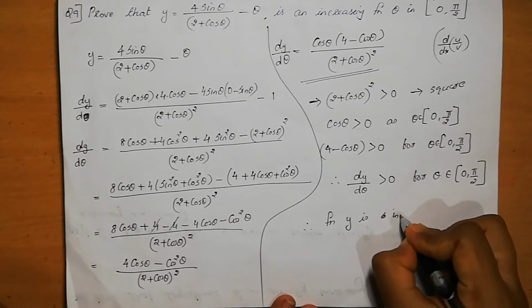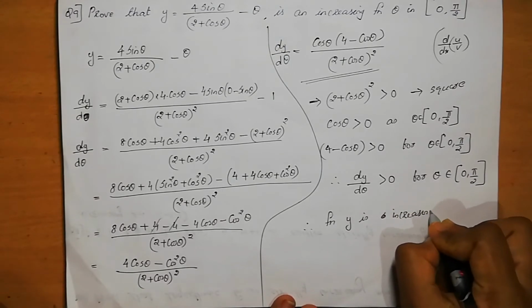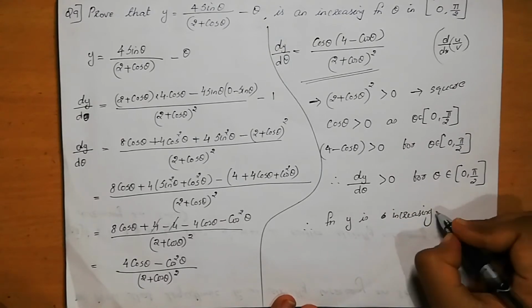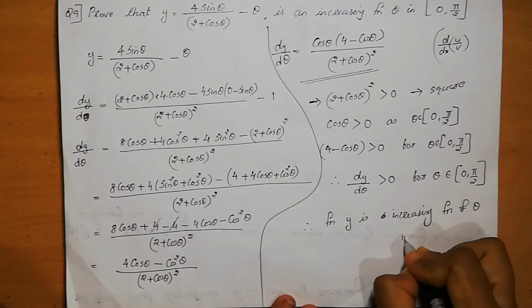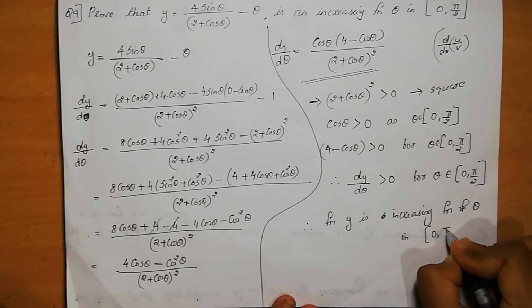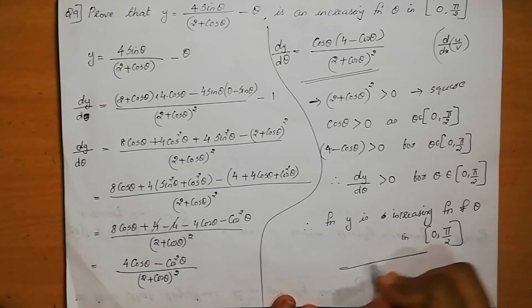Thus function y is an increasing function of theta in 0 to pi by 2. Hence proved, we can write.